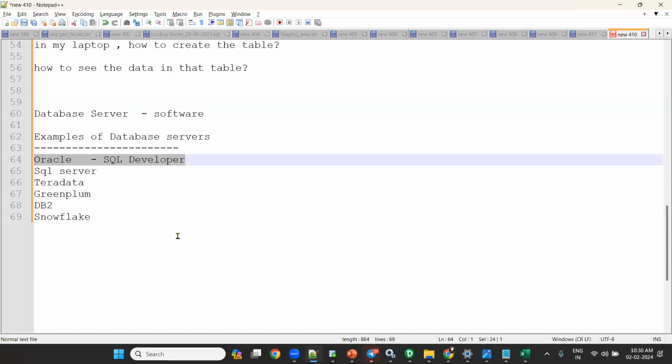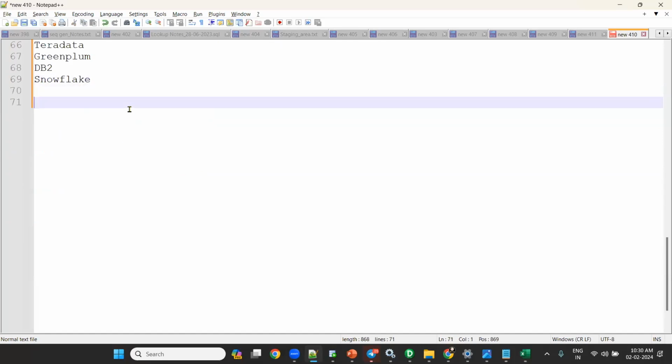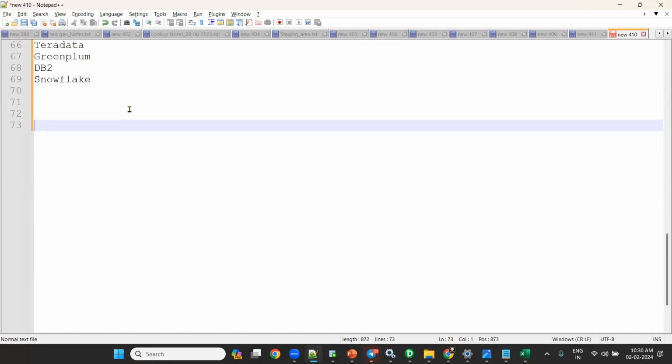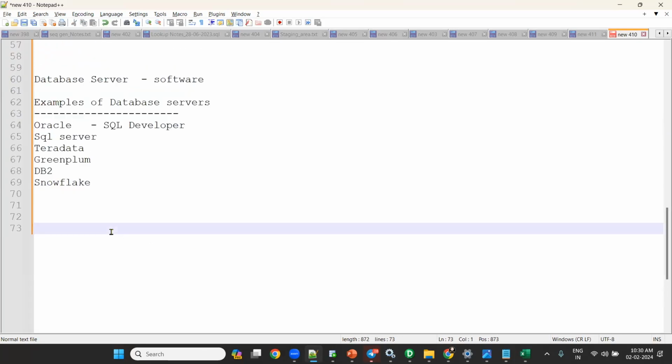Now coming to Informatica. We are learning an ETL tool, Informatica. What is this ETL tool or Informatica? For example, please try to understand.